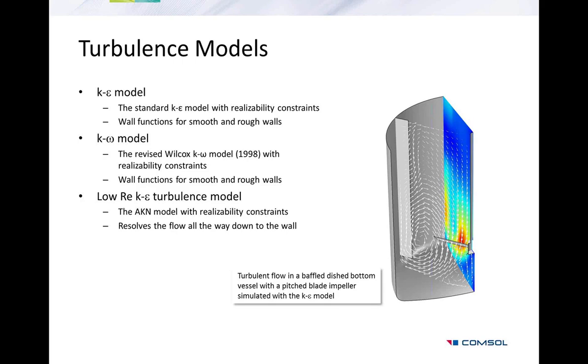The K-epsilon and K-omega models use wall functions to model the flow in the near wall region. The mixer module includes wall functions for both smooth and rough walls. And the low Reynolds number K-epsilon model, on the other hand, resolves the flow all the way down to the wall.